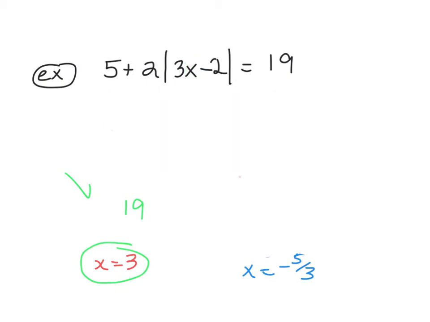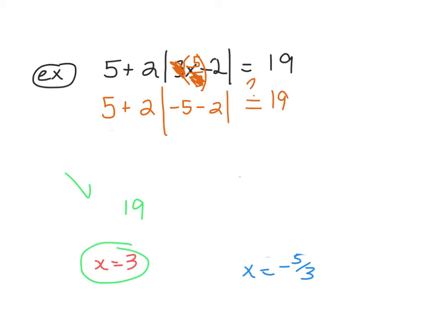So let me check that negative 5/3. I'll put negative 5/3 in for x back in the original equation. That says 5 plus 2 times the absolute value of 3 times negative 5/3. Well, that's not that scary because that 3 and that 3 cancel each other out, right? That's negative 5 minus 2. And again, that should equal 19.